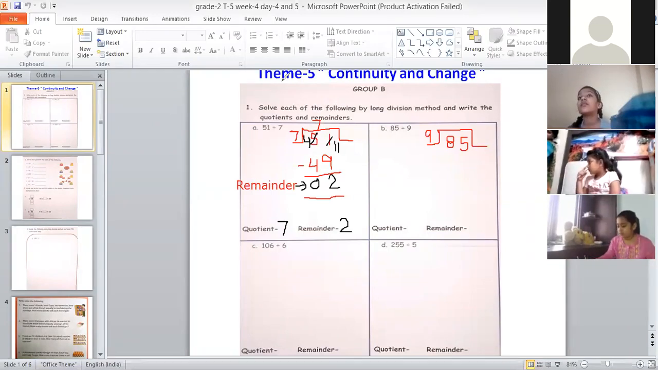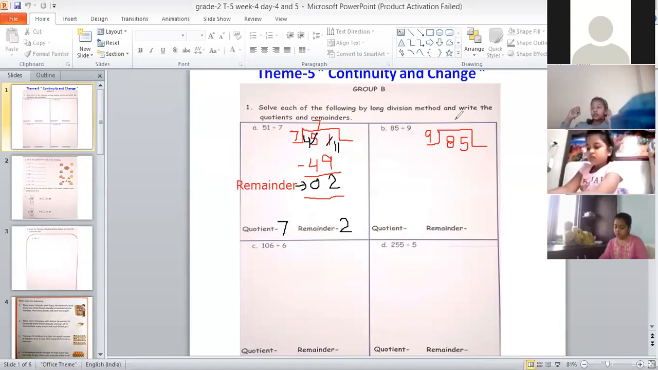Before that, tell me, Pathan, can we get 85 in the 9 table? Yes, Pathan. Please unmute yourself and tell me, can we get 85 in the 9 table? 9 nines are 81, ma'am. First you tell me, can we get 81 in the 9 table? Yes, ma'am. And what about 85? We will not get it in the 9 table.